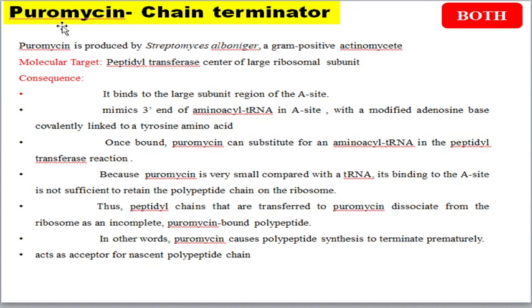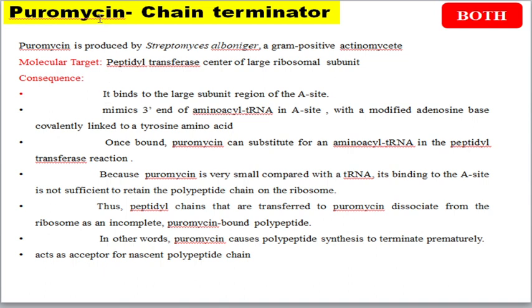Next is puromycin. This puromycin is very important, and nearly 90% of the questions asked in the CSIR examination with respect to the translation process are asked with respect to puromycin. First thing: puromycin is a chain terminator and it inhibits translation in both prokaryotes as well as eukaryotes. This puromycin has been isolated from Streptomyces alboniger, which is a gram-positive actinomycete. The molecular target for puromycin is that it will inhibit the peptide transferase center of the largest subunit. Already I discussed the role of the peptide transferase center.